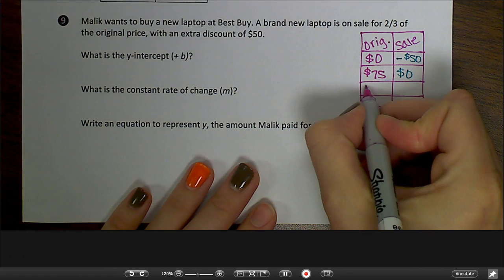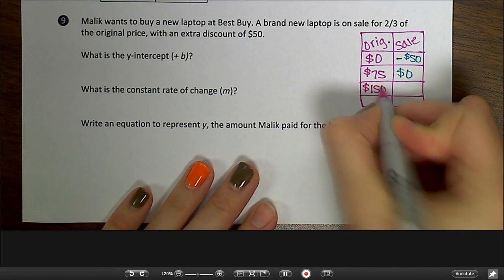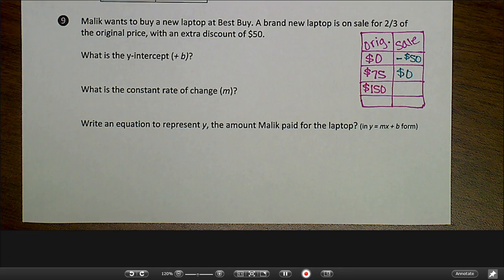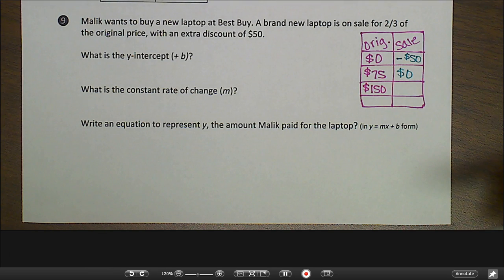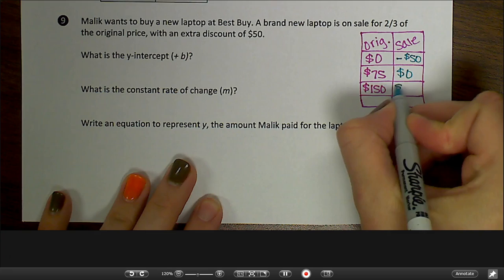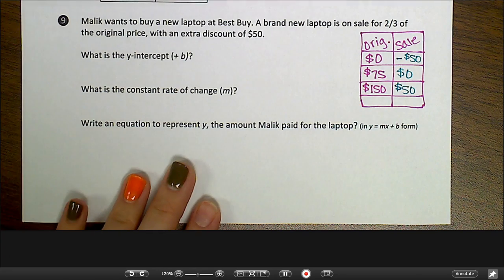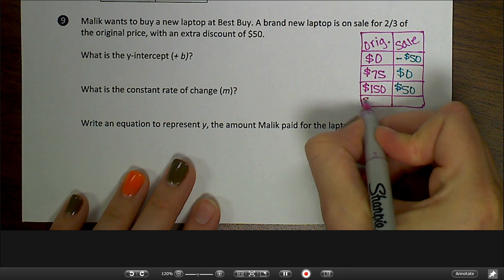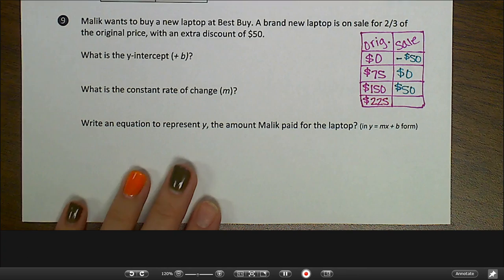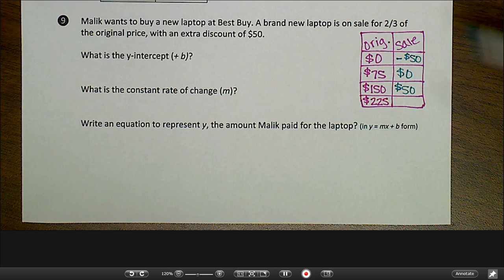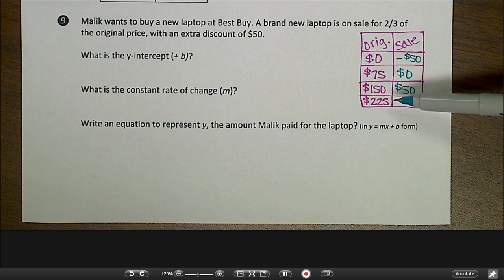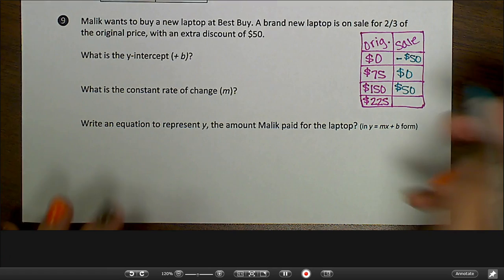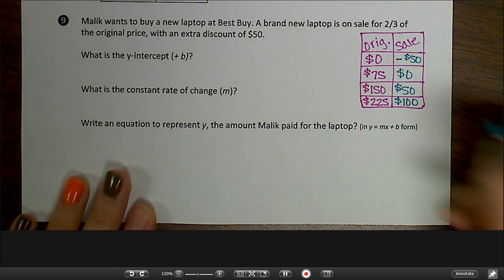Okay, now let's say that the laptop was normally $150. 2/3 of that would be 100, with an extra discount of $50 would bring the price down to $50. And then let's do one more, $225. We're just going up by 75 each time, and I picked 75 just because that's easy to divide by 3. So $225, 2/3 of that is $150, and then an extra $50 off, the laptop would be $100.